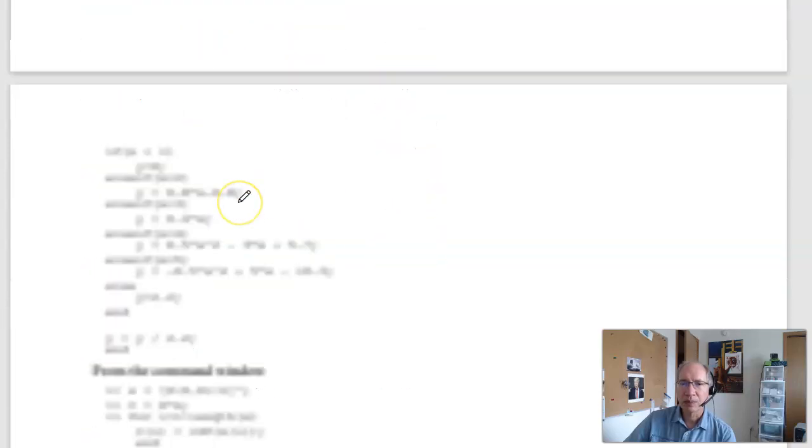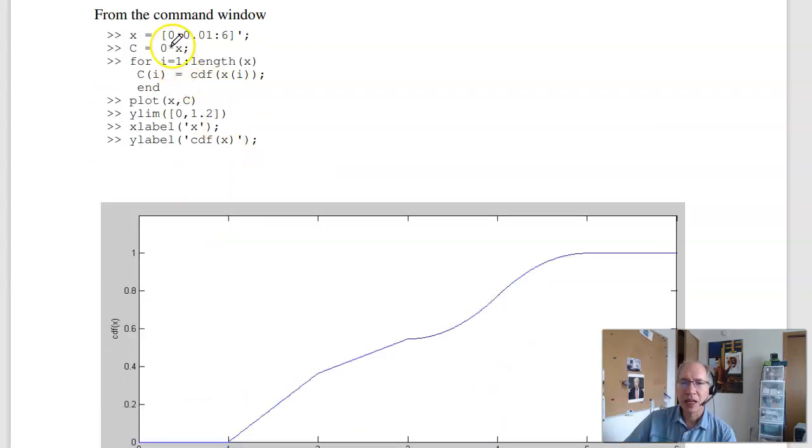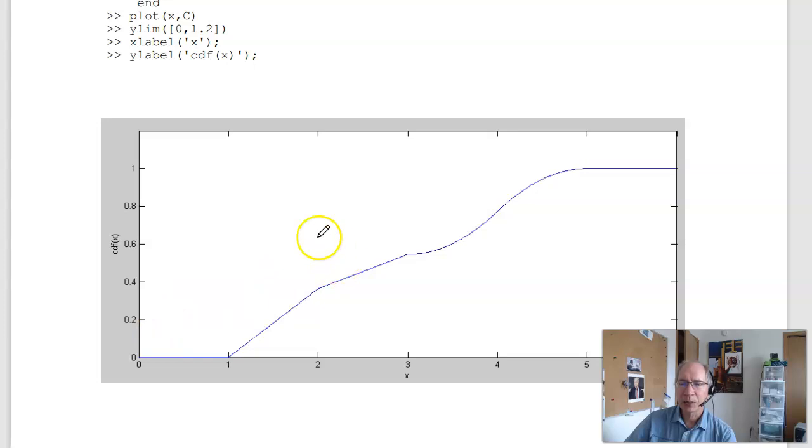the CDF, the integral. So if x is less than 1, I get 0. If it's bigger than 1, less than 2, here's the equation. If that fails, bigger than 2, less than 3, bigger than 3, less than 4, bigger than 4, less than 5, bigger than 5, then scale it at the end, so it's a valid PDF. To check it, I can say let's have x go from 0 to 6, in steps of 0.01. Find the CDF at each value of x, and then plot x versus the CDF. And this is what it looks like. So it starts at 0, goes to 1, follows that slope. Looks pretty good.